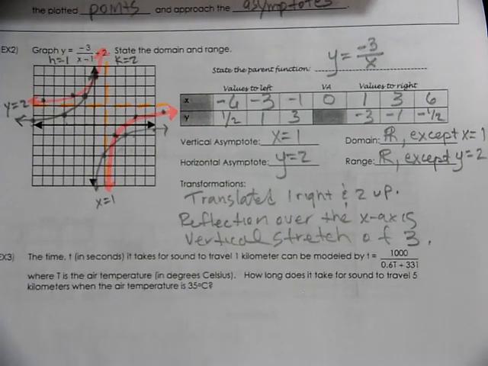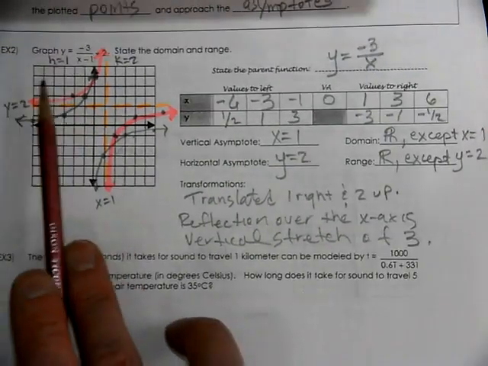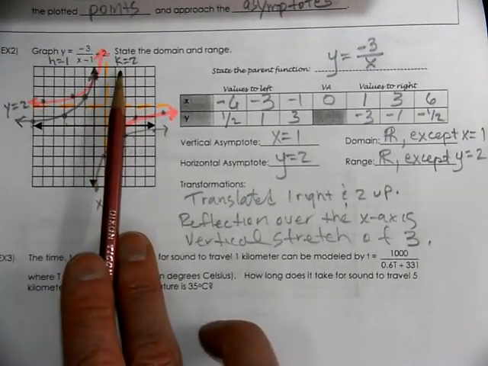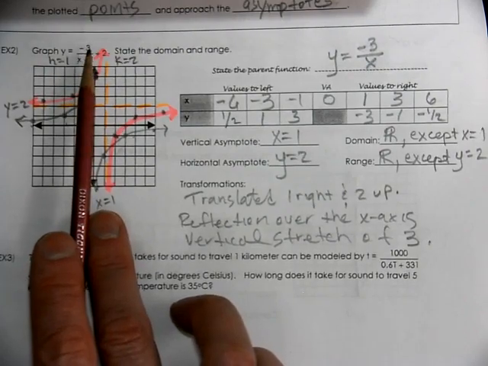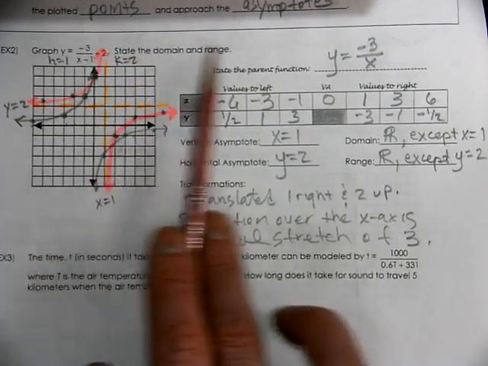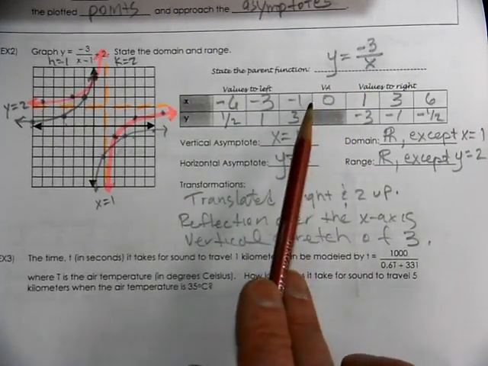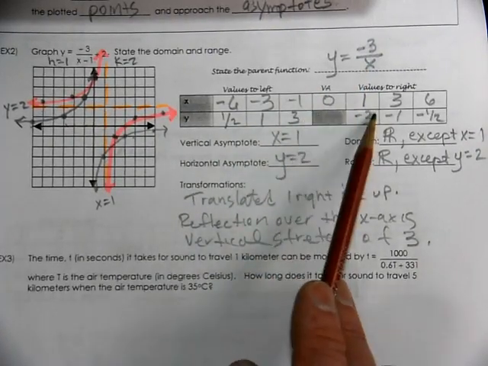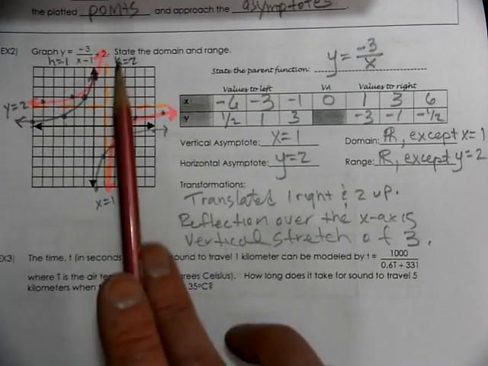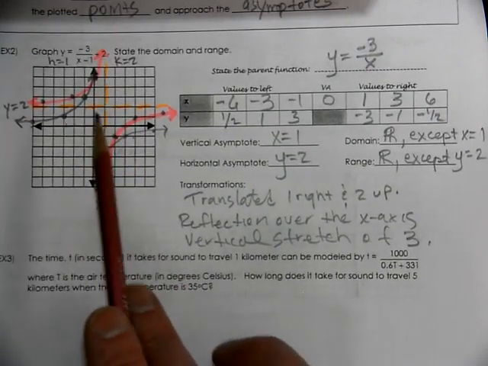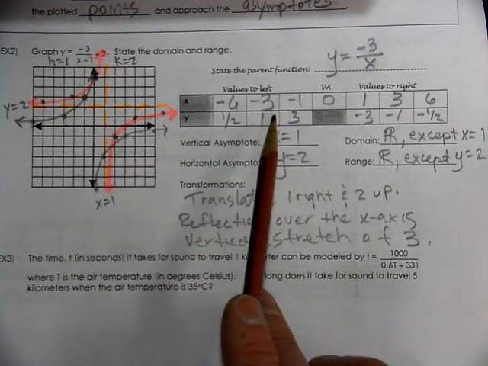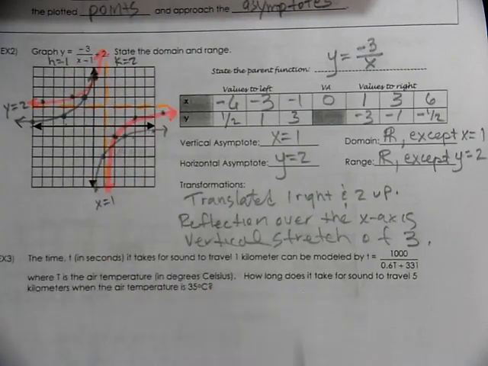So what did we do? We noticed what our h and the k were. We recognized our a value was -3, so we made our table based off of that. We plotted these points, we plotted the asymptotes, and we translated those points using our h and the k.